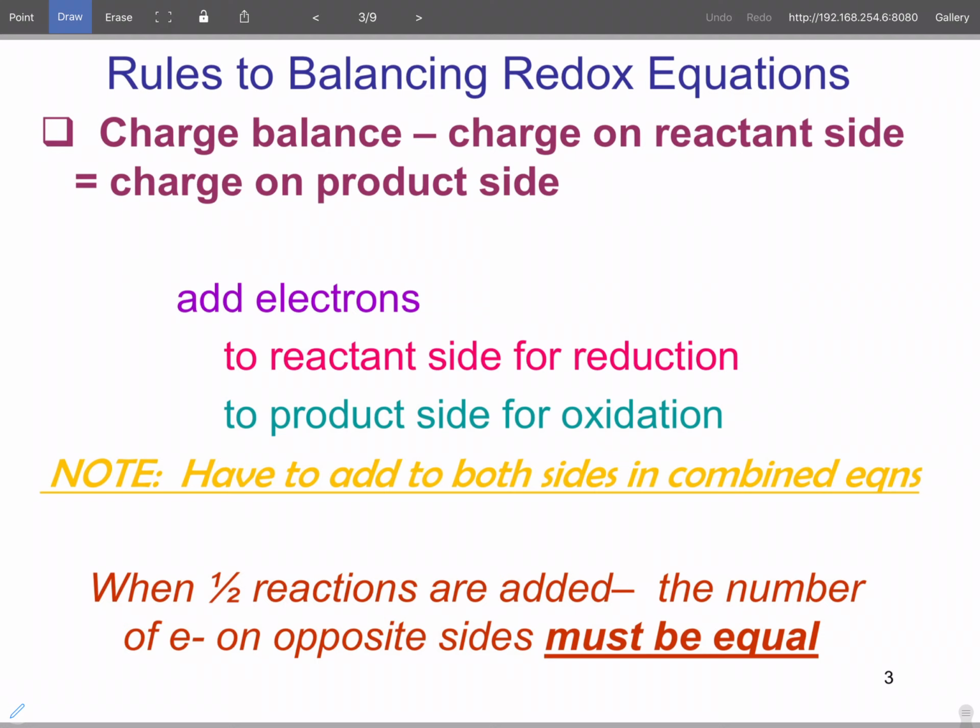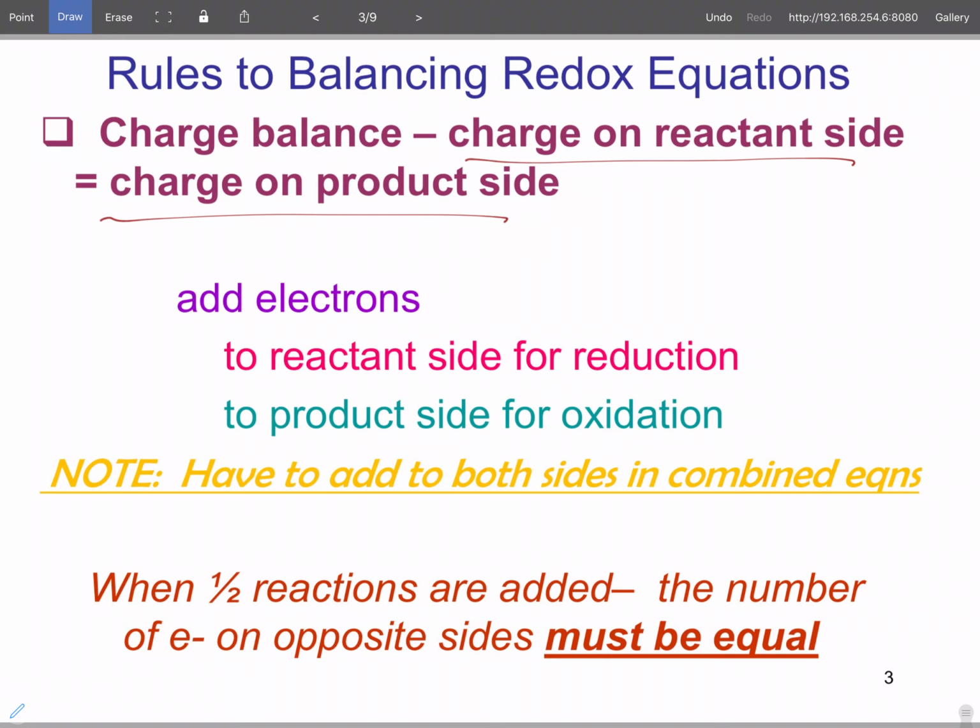Now, that's common to what we did before, but now we have to keep up with our charges. In 1211, the equations we gave you charge balanced as you mass balanced. That's not true with redox reactions. To charge balance, the charge on the reactant side must equal the charge on the product side. In order to do that, you're going to add electrons. If it's a reduction, they go on the reactant side. If it's an oxidation, they go on the product side.